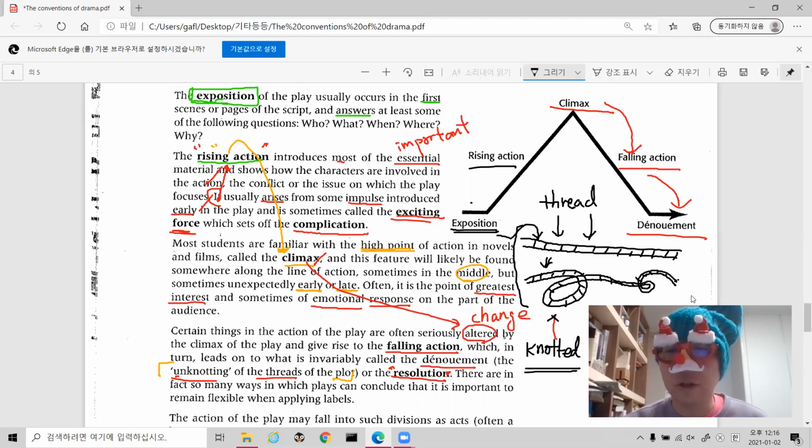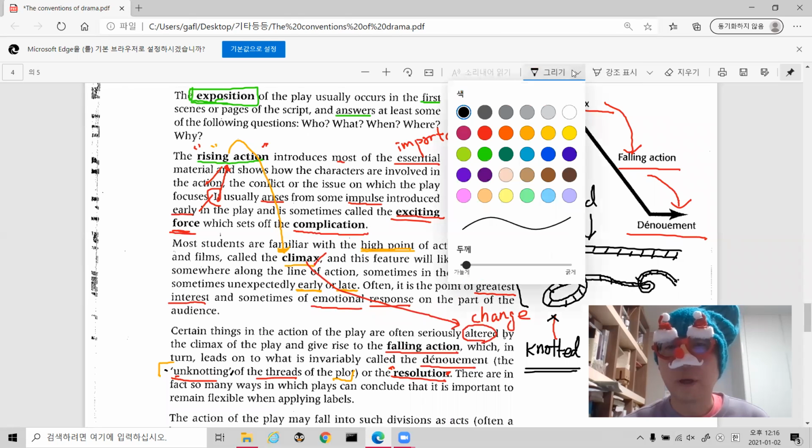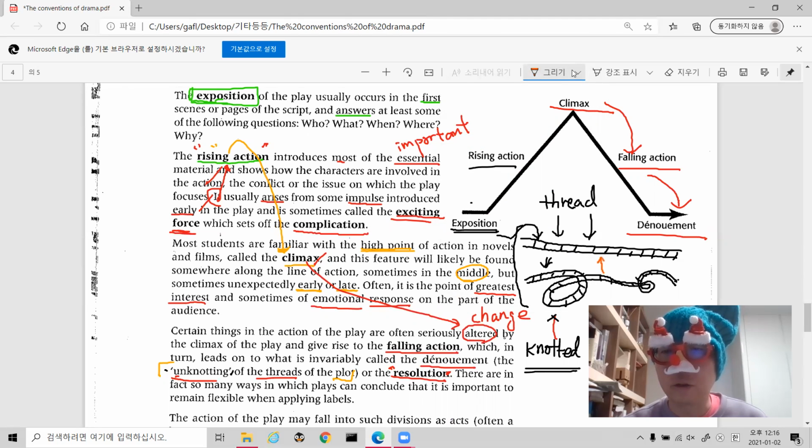And in the falling action, it starts to become unknotted again. So everything is solved, and the questions and conflicts become resolved, and it starts to be unknotted. Everything starts to settle down and become straight again. Okay. So that's what denouement and resolution is. Everything becomes solved and the problem is solved. And there are, in fact, so many ways in which a play can conclude that it is important to remain flexible when applying labels.